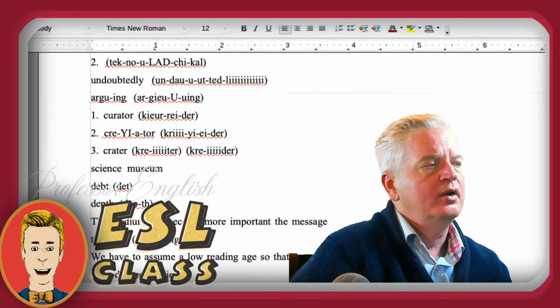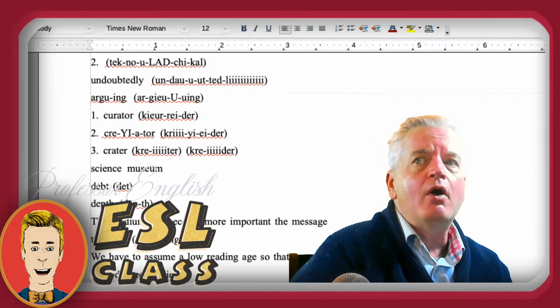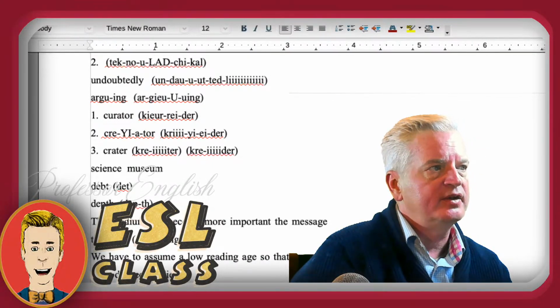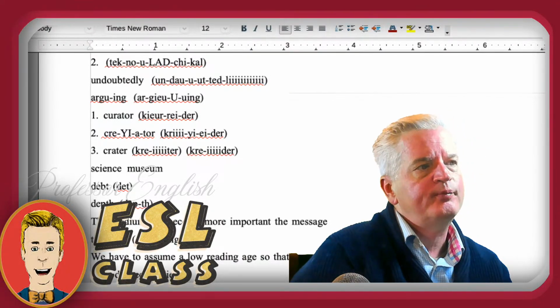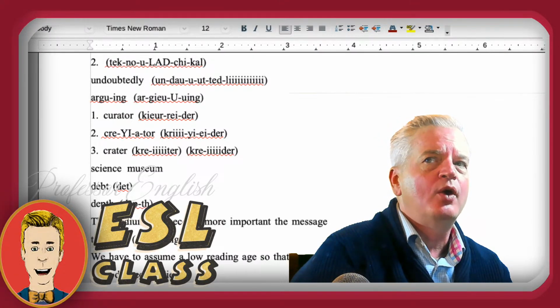Undoubt. What about Ted? What do you think about Ted? Is that long or short? Undoubted. That's very short. So you've got short, long, short. Undoubted. Undoubtedly. And that final ly. That ly at the end of a word is always long.